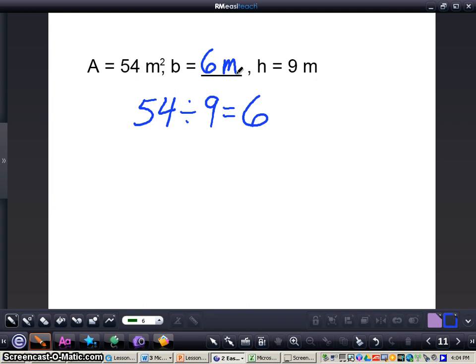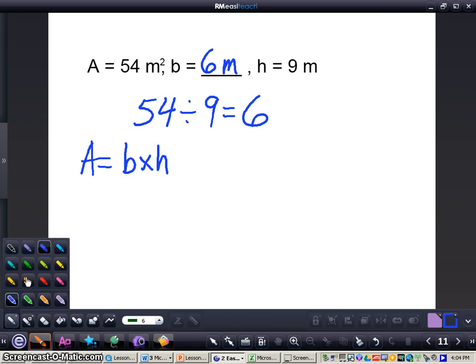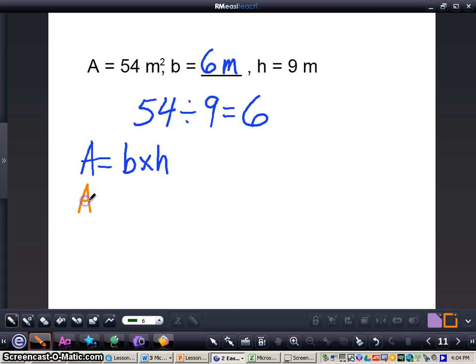So let me just show you this really quick. Area equals base times height, and we have area equals 6 times 9. You can see that this is the correct answer. We have area equals 54 meters squared.